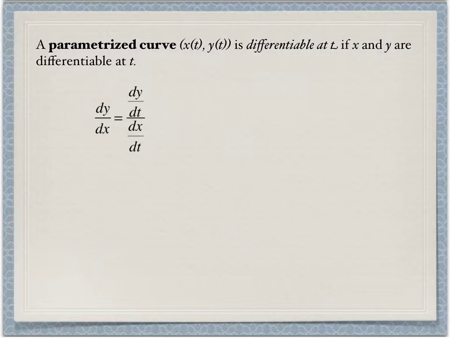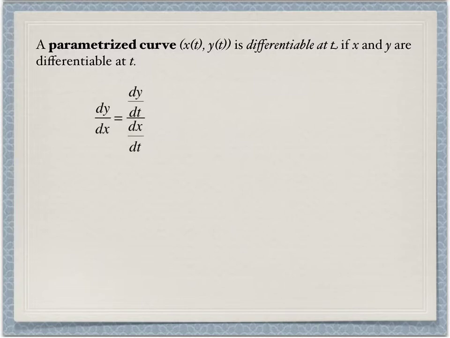So what we're going to have here is a parametrized curve, and this x of t and y of t is differentiable at t if x and y are differentiable at t. Don't worry too much about that. Essentially, you're going to be given some function with x, some function with y, and this variable t in here. We'd ultimately like to find that derivative, dy over dx. But I just wanted to show you where this is coming from.